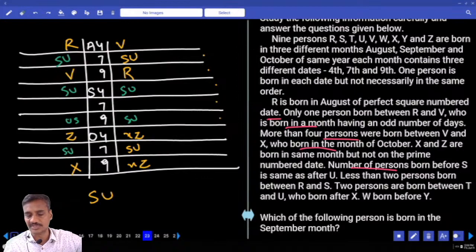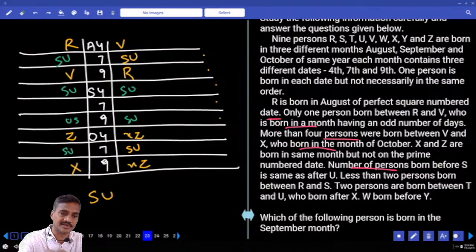And there are less than 2 persons between R and S. In between R and S, less than how many persons? Less than 2 persons. S cannot be here, and S cannot be here. Then what is the only possibility for S? S must be here.